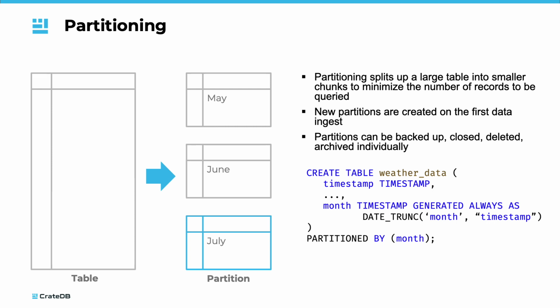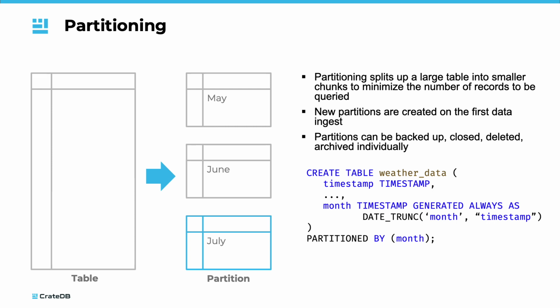For example, you can partition data by month, as shown in the provided SQL statement for creating the weather data table. In this table, the month column is a generated column that uses the date_trunc function to extract the month from the timestamp column. The resulting table is partitioned by the month column, which means that each partition will contain records for each individual month only. For quarterly, daily, or hourly partitioning, you would need to adjust the generated column expression to truncate the timestamp to a specific interval.